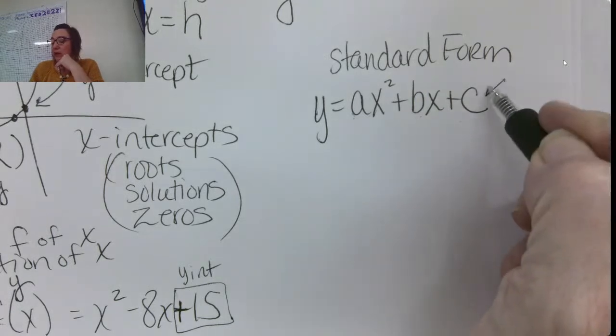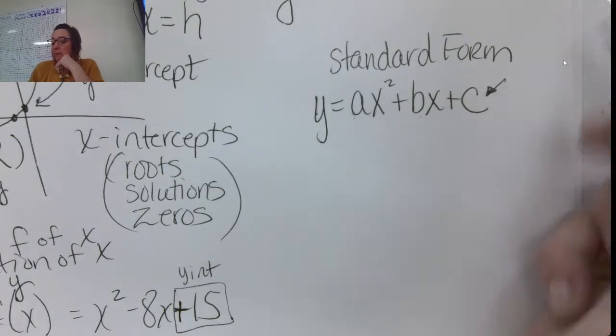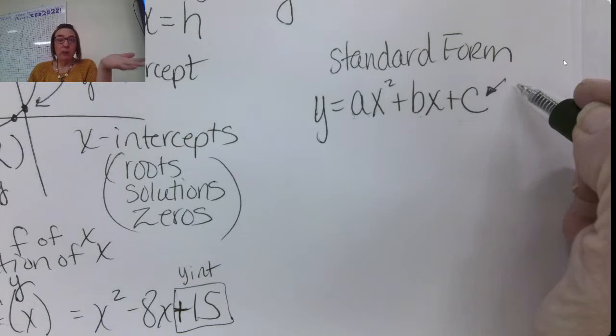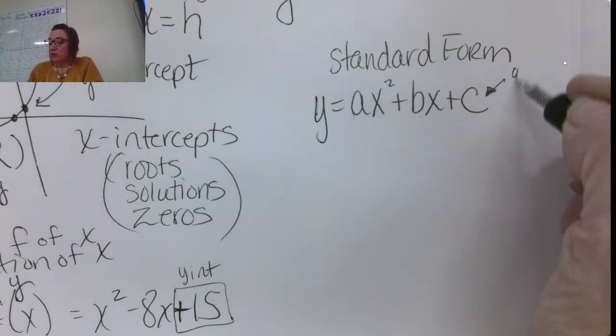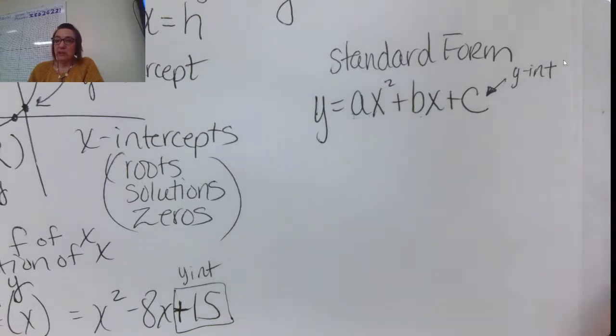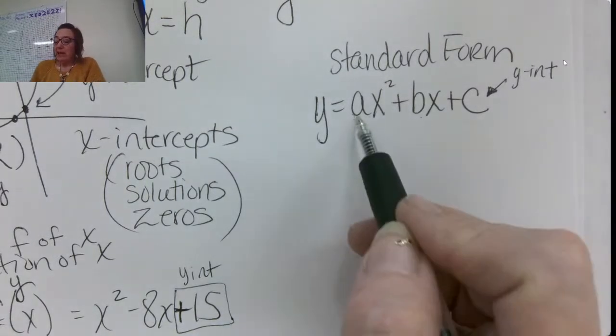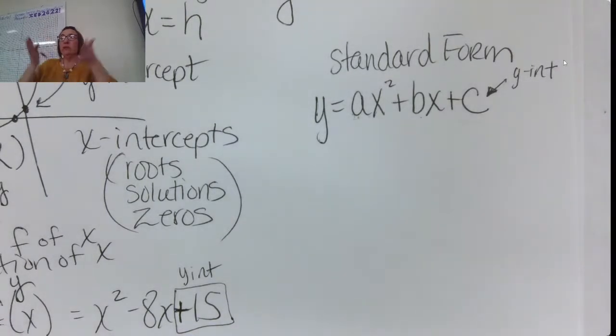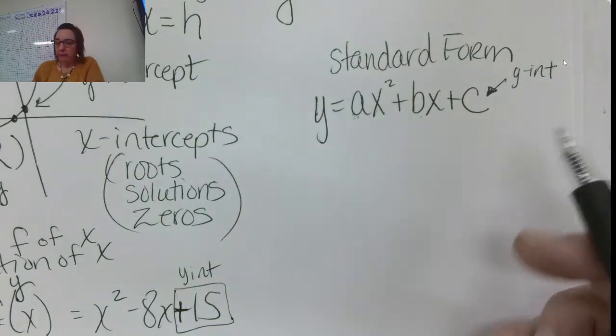Now we just identified what is C. In the problem that we're using, it's 15, but what do we call it? That's your y-intercept, right? So your C is your y-intercept. The A is what tells you if it opens up or opens down. The A tells you how wide it is, how narrow it is. We're going to get more into that on a later date, okay?